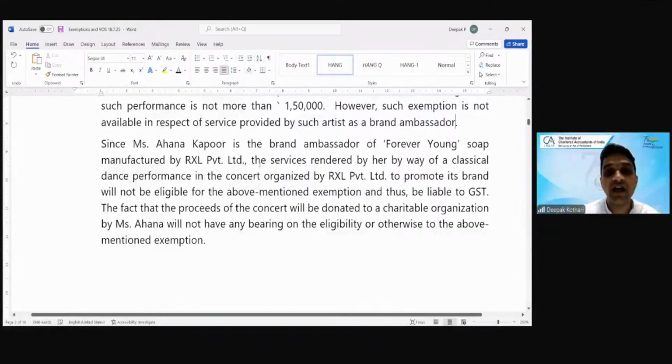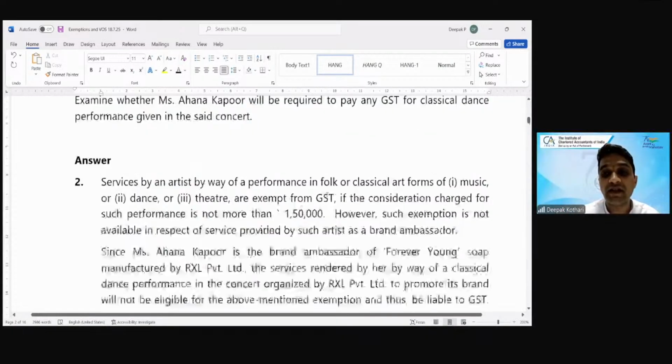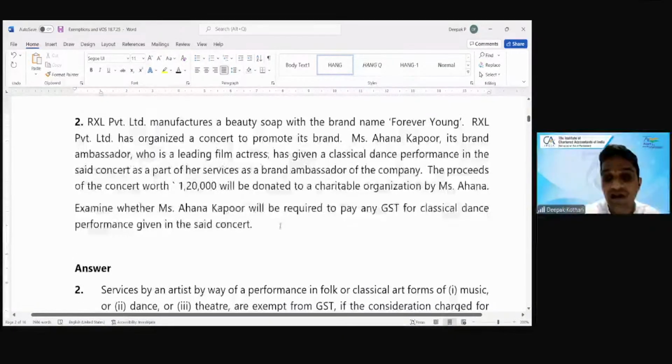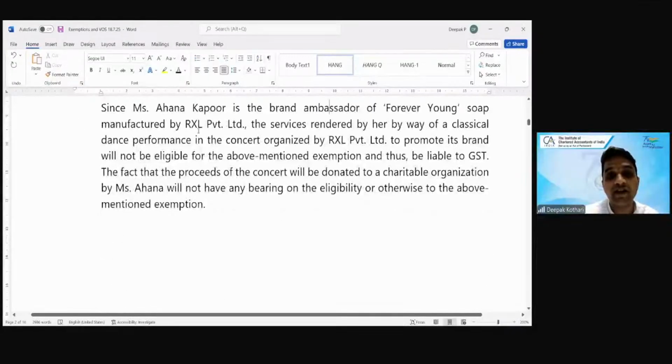So since Miss Ahana Kapoor is a brand ambassador of Forever Young Soap, manufactured by RXL Private Limited, the services rendered by her, even by way of a classical performance in a concert to promote its brand, are not eligible for the above exemption and thus become liable to GST. Okay, that is the first fact.